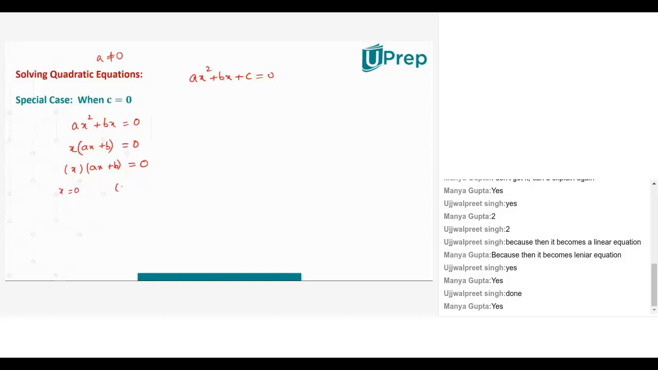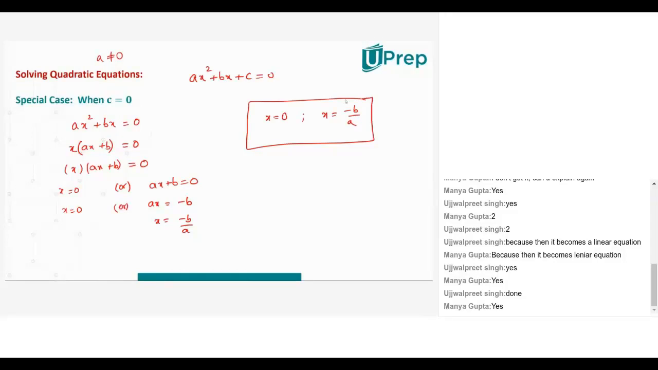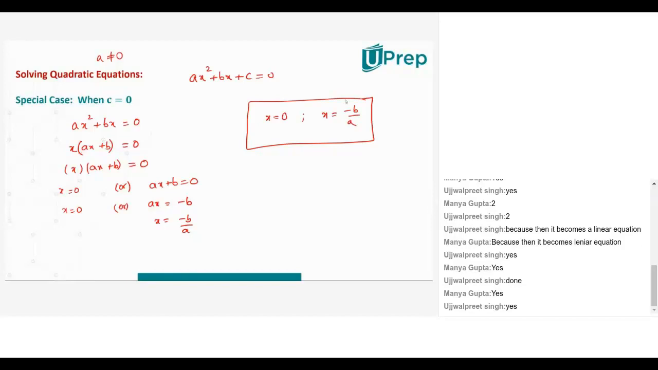Now x is 0 itself is one value. In the second case, ax can be written as minus b and I get x value as minus b by a. So in this case, how many solutions are there? X equal to 0 is one solution and x equal to minus b by a is one solution. So do I have two solutions for this quadratic equation? When c becomes 0, the equation is directly factorizable and I end up getting two solutions. One is 0 and another one is minus b by a. Is that clear to all three?